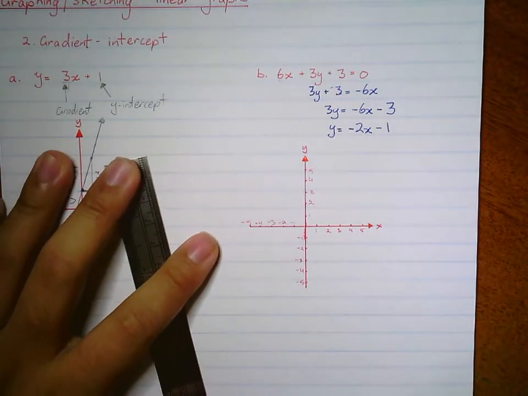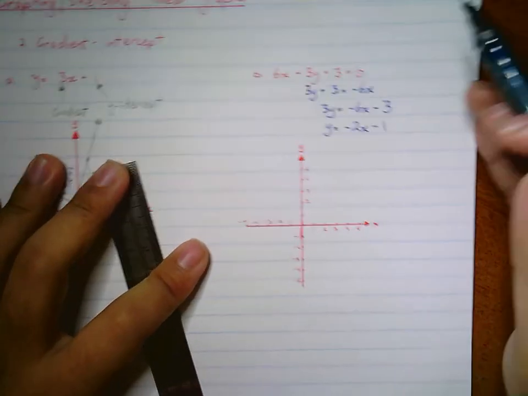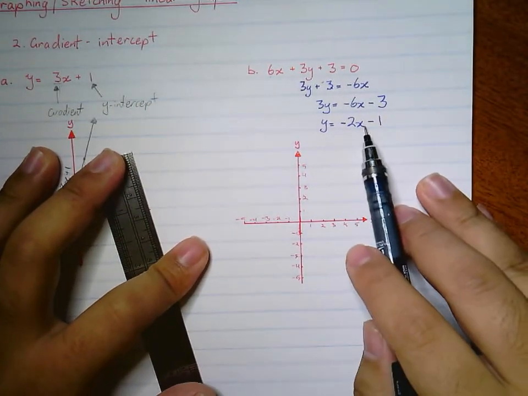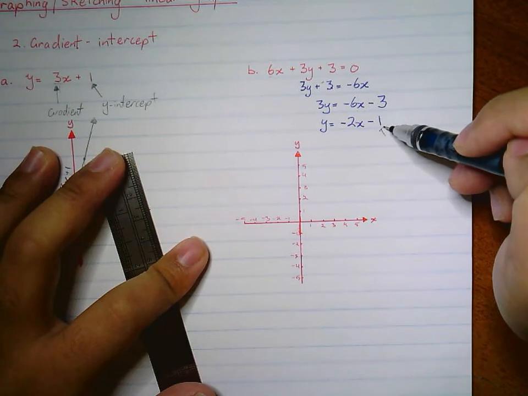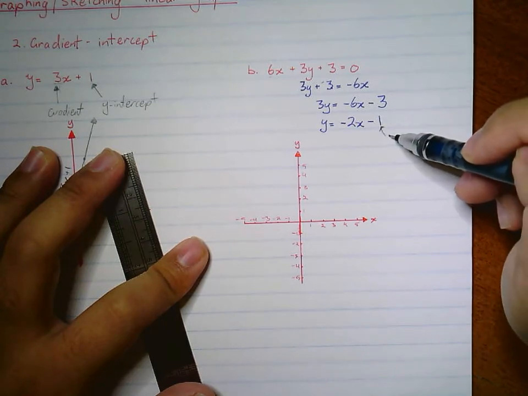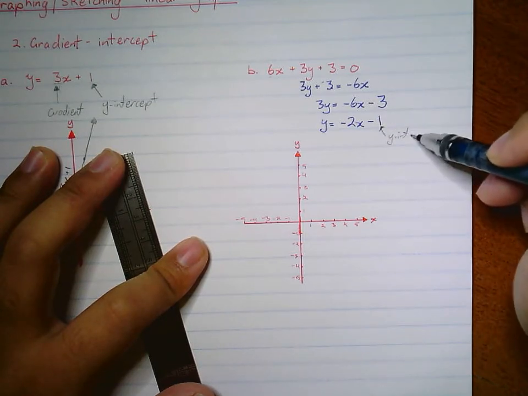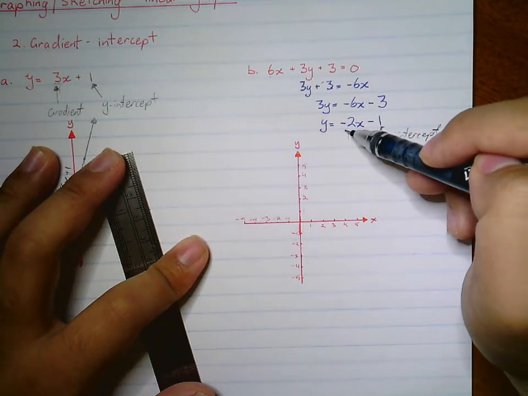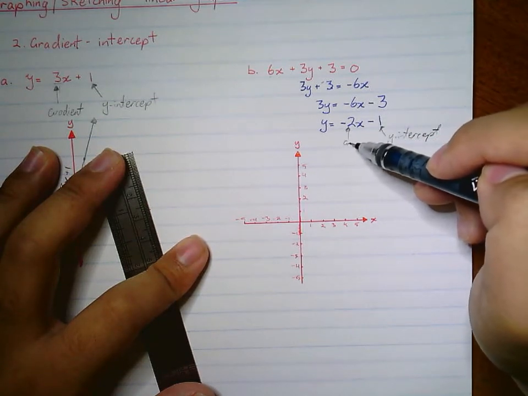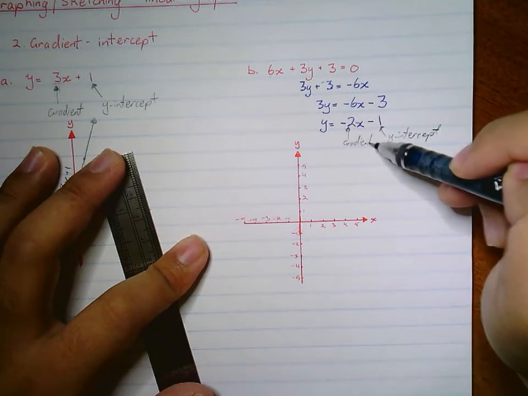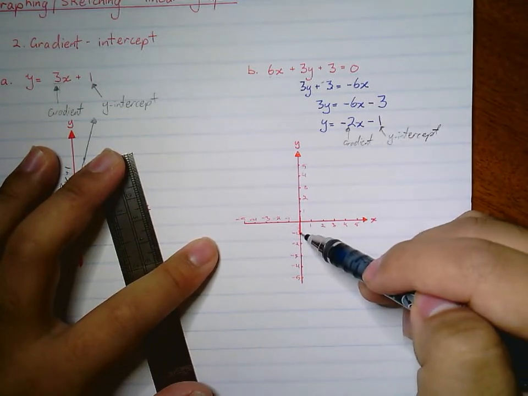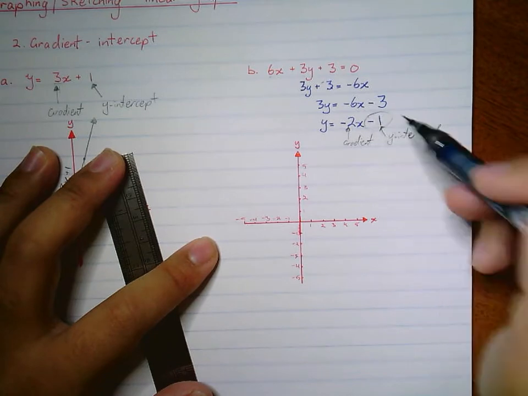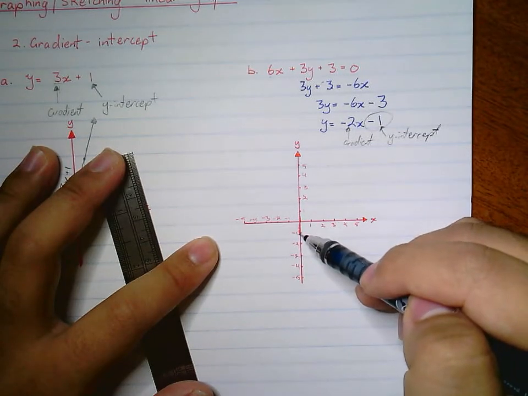Okay. Don't mind the smudging. So we know that our intercept is negative 1, so that's our y-intercept. And this here is our gradient. So we'll start with the intercept of negative 1. So 0, negative 1.